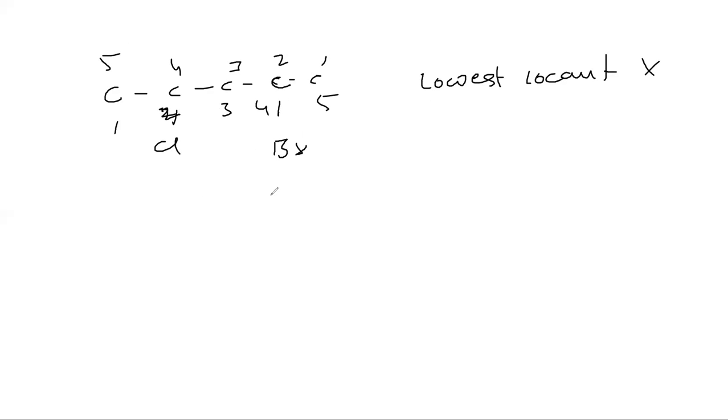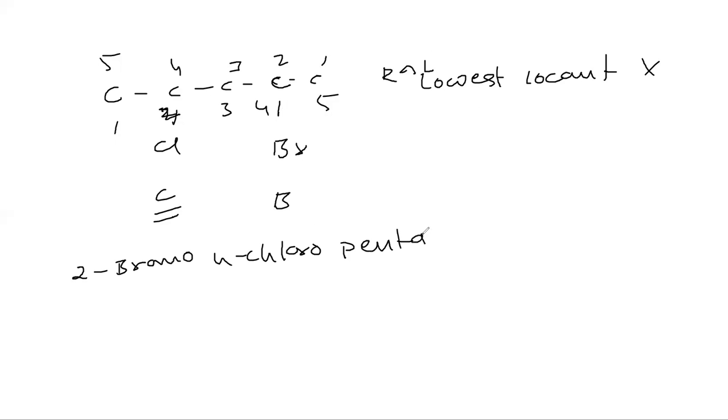If you see this one, this is going to start with B and this is going to start with C. In alphabets, B comes first. That's why the numbering from right to left is right. See, if you give the numbering like this, what is the name of this compound? 2-bromo, 4-chloro. If all are single bonds, then I can write pentane.